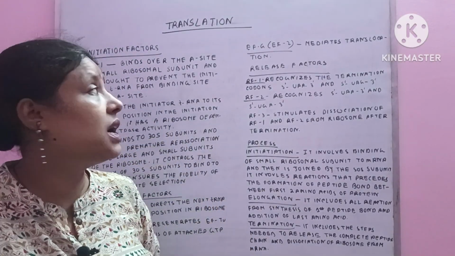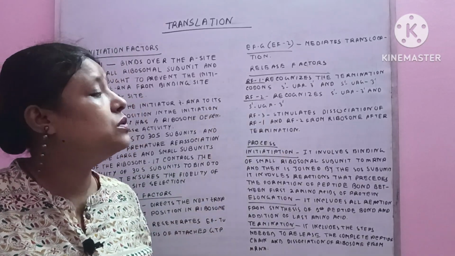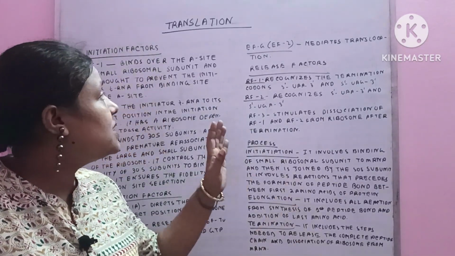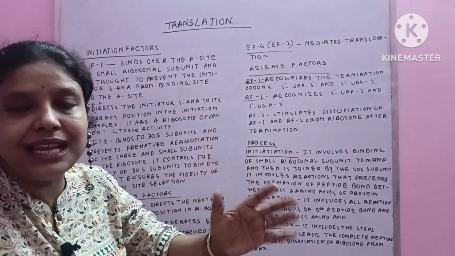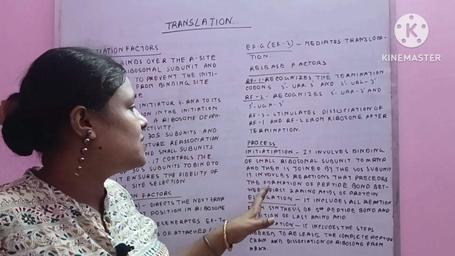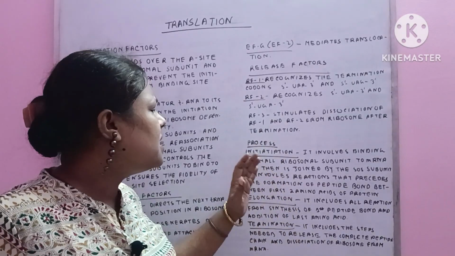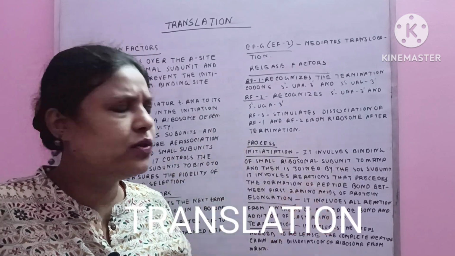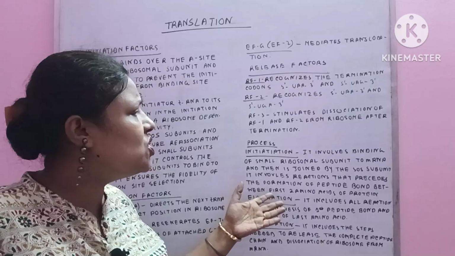The first part I already explained about the translation, and this is the second part: which factors are involved in the translation process. First, we have to understand the three processes that are involved in the translation process, that is the initiation, elongation and termination. I will explain this elaborately in the next video. So here I will just try to explain briefly what initiation is.